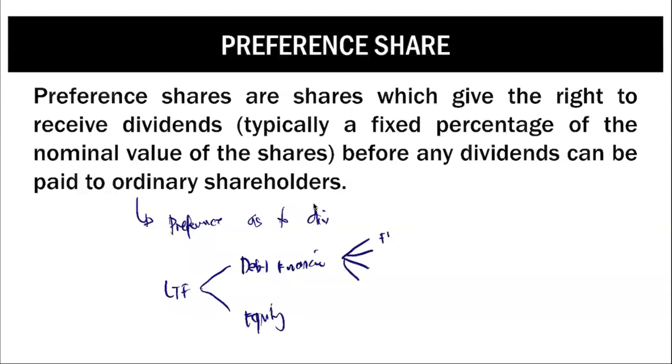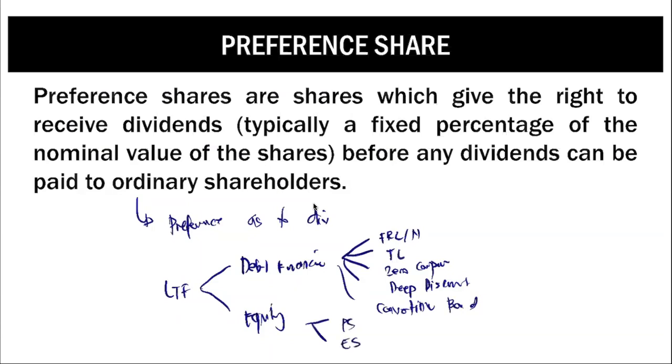For debt financing, we have discussed different items. First, your floating rate loans or notes. We have also your term loans, zero coupon bond, deep discount bond, and lastly, we have your convertible bond. And for equity, we have discussed two: preference shares and equity shares, particularly ordinary shares, but more so, we place emphasis on ordinary shares.